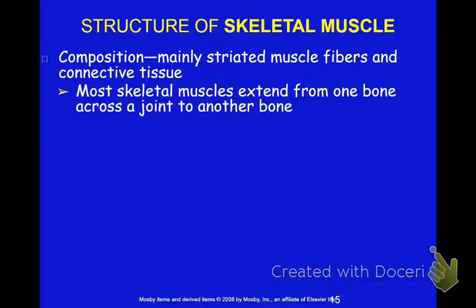Okay, so most of the skeletal muscle in your body is going to extend from one bone to another bone, because remember, its purpose is to allow for movement. And as it extends from one bone to another bone, it has to stretch across a joint. And so because it has to stretch across a joint, there are certain safety features in place so that it doesn't experience wear and tear.